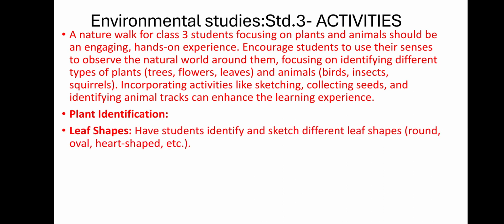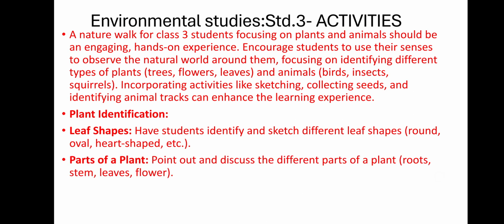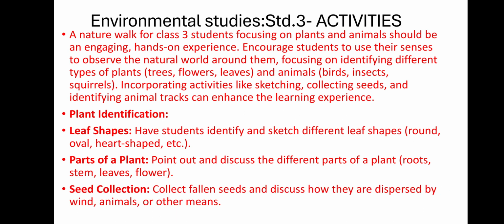Plant identification, leaf shapes. Have students identify and sketch different leaf shapes: round, oval, heart shape, etc. Parts of a plant. Point out and discuss the different parts of a plant: roots, stem, leaves, flower. Seed collection. Collect fallen seeds and discuss how they are dispersed by wind, animals, or other means.